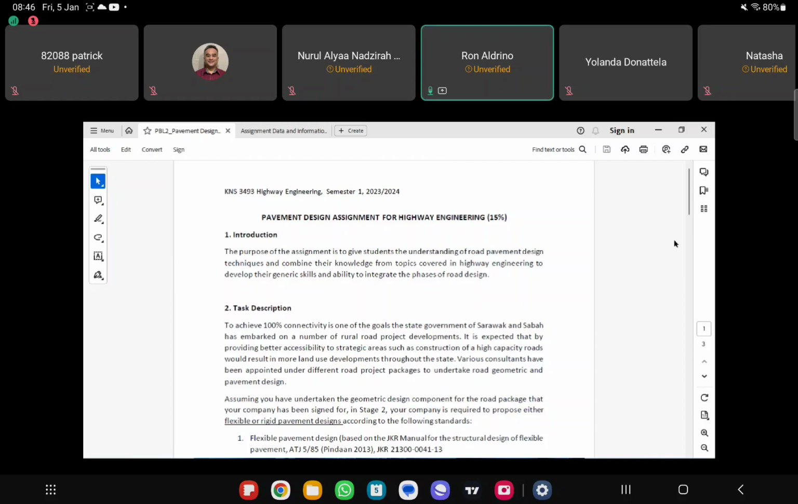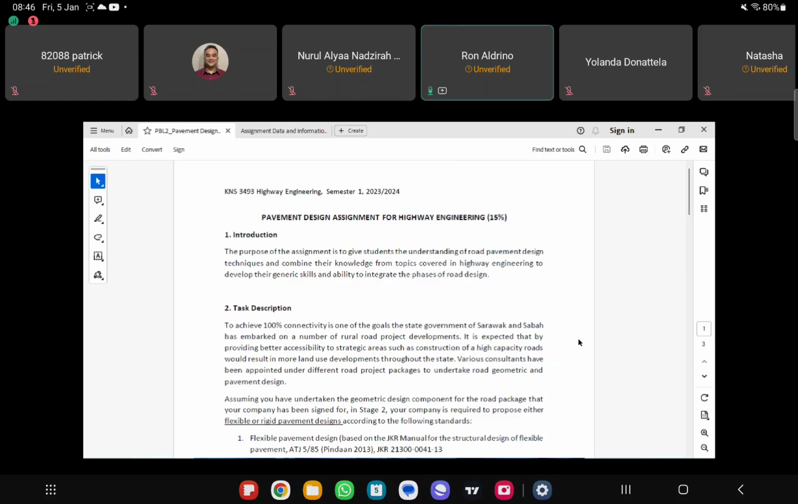So if anyone has not read the brief, I'll just go through a bit of the brief with you all. Basically the purpose for PPL2 is for you to understand the concept of road pavement design technique, and also combine some of the knowledge in other topics, especially geometric and cut and fill as well. Nevertheless, you already have your assignment and also your PPL1.